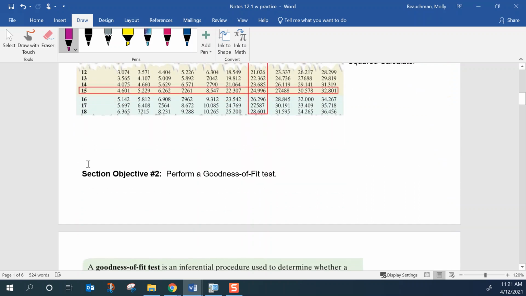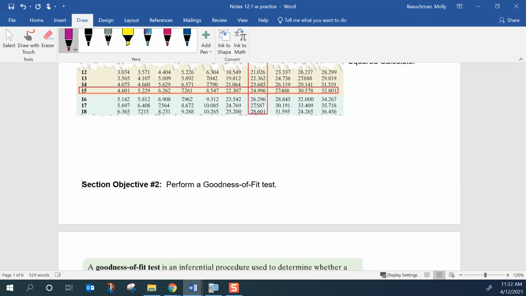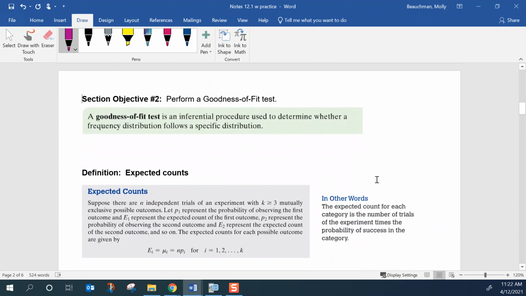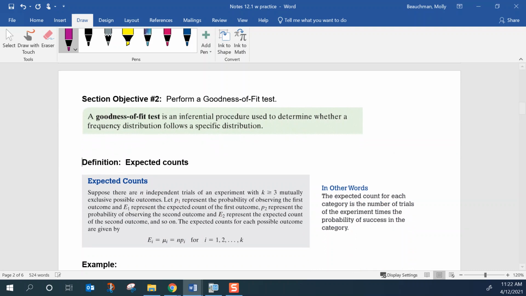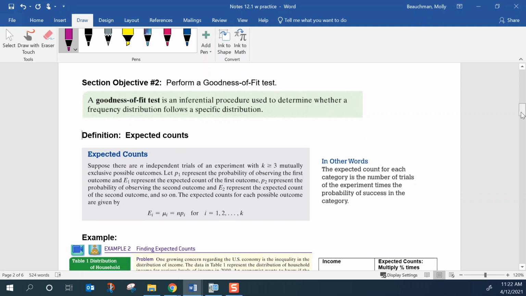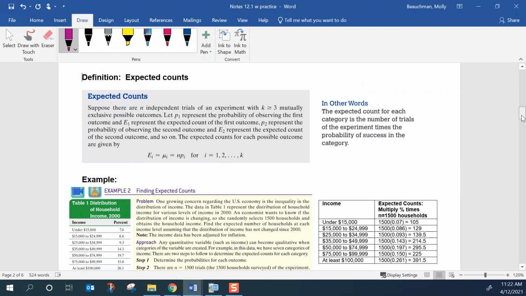All right, objective number 2, we want to actually perform a goodness of fit test. A goodness of fit test is an inferential procedure used to determine whether a frequency distribution follows a certain specific distribution. Let's read the problem that we're going to do first, and then we'll come back and look at each of these.